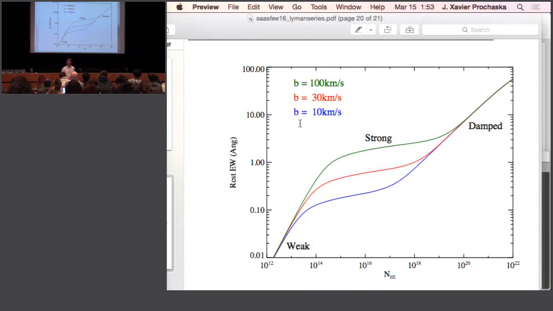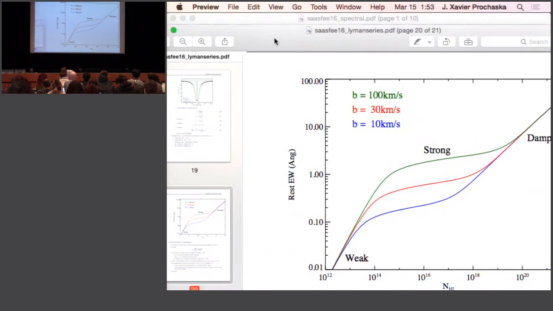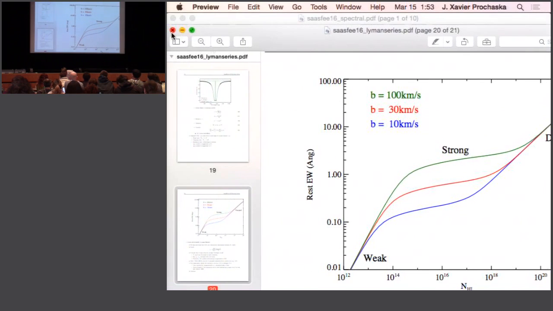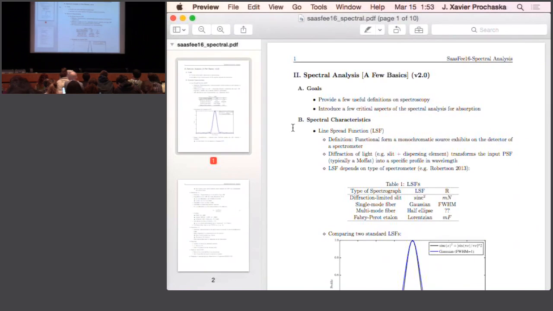Any questions on that? Great. Okay. That ends the nitty-gritty astrophysical part of the lecture. Let me transition to some notes on spectroscopy.